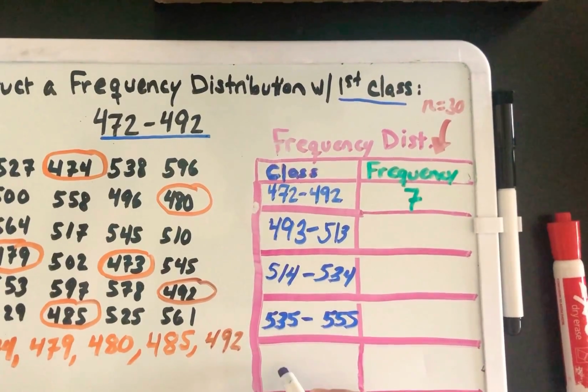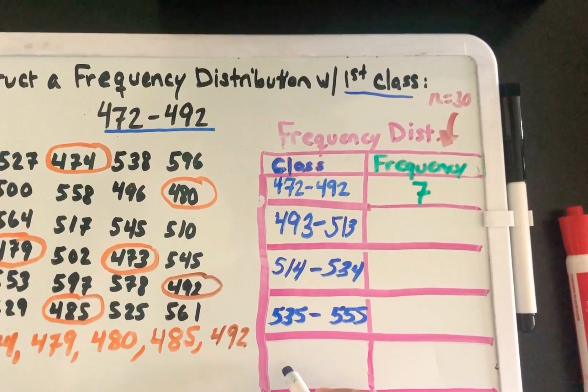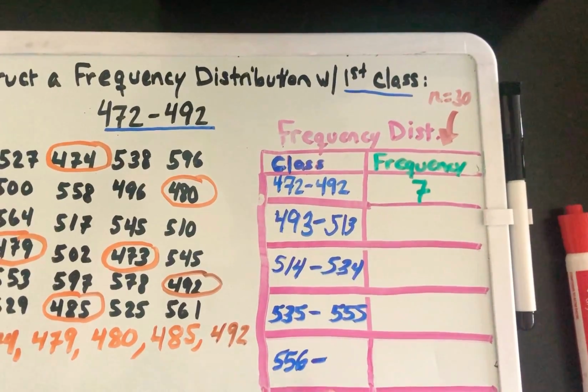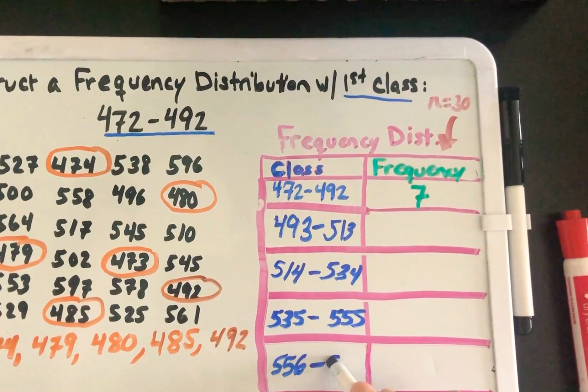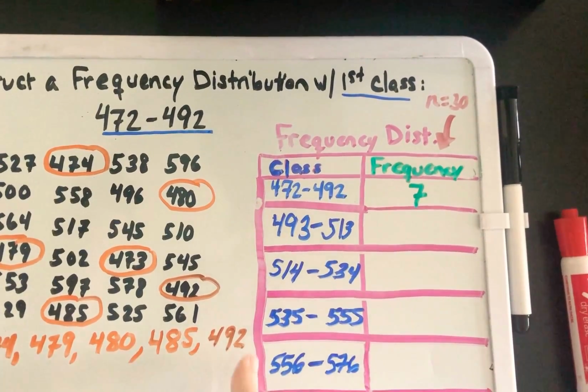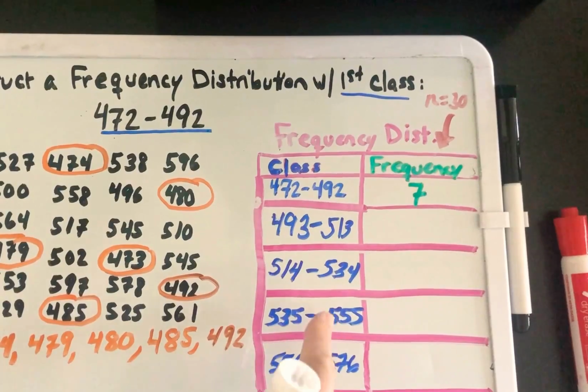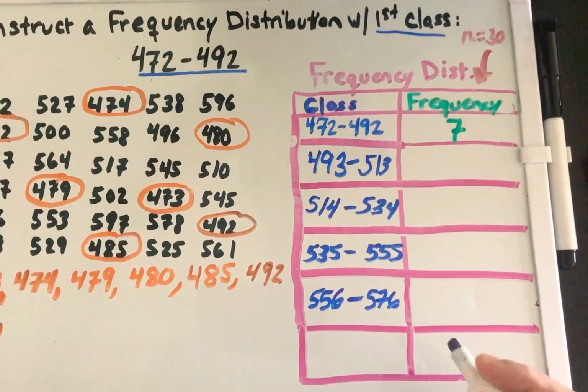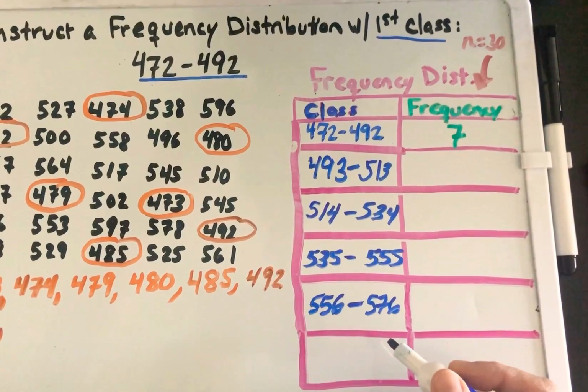Next up, you get the next number after 555, which is 556. Add 20 to that number, you get 576. Again, that's the class width of 21 if you subtract consecutive bounds. And then finally, for your last class here, at least it looks like it'll be our last class, we'll have to verify that.